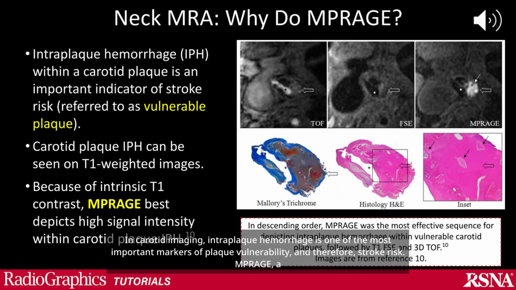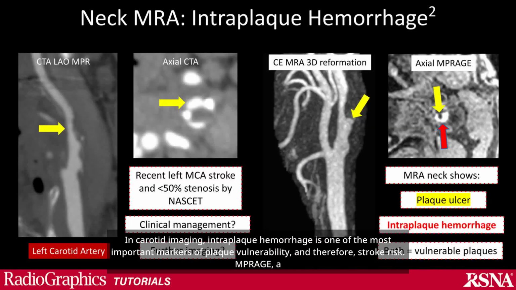In carotid imaging, intraplaque hemorrhage is one of the most important markers of plaque vulnerability, and therefore stroke risk. MPRAGE, a T1-weighted sequence, provides intrinsic contrast that highlights intraplaque hemorrhage as areas of high signal intensity. Among available sequences, MPRAGE has proven the most effective for detecting intraplaque hemorrhage, followed by T1 fast spin echo and 3D TOF. This makes MPRAGE a critical addition to neck MRA protocols whenever carotid plaque characterization is clinically relevant.